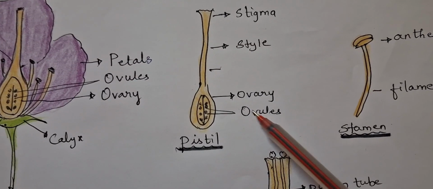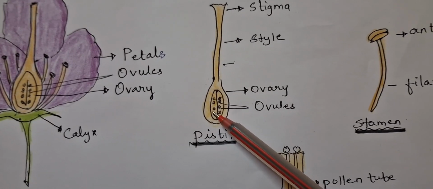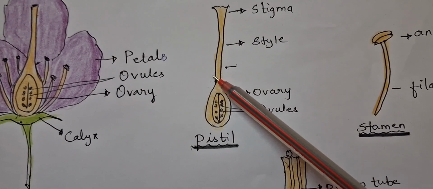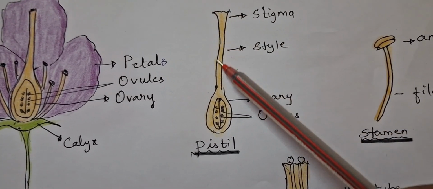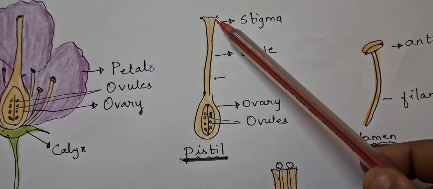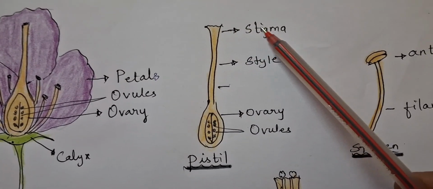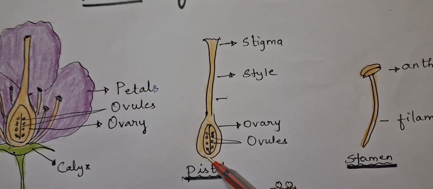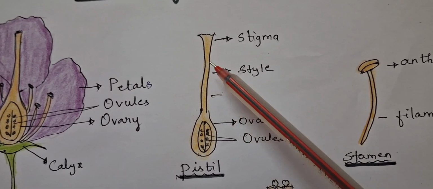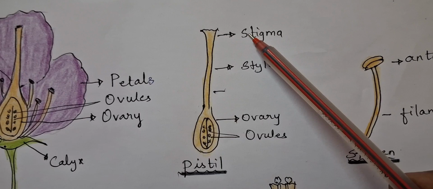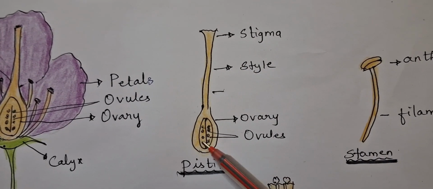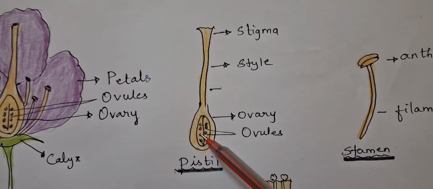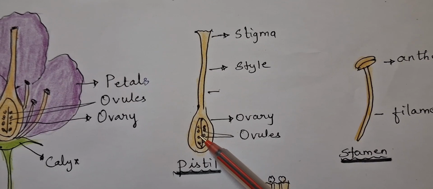Next is the structure of an ovary or a pistil. It consists of an ovary here, and at this leads a long part. This is the style, and the topmost part is the stigma. So the pistil consists of the ovary, the style, and the stigma. And these small seed-like structures are the ovules present inside the ovary.